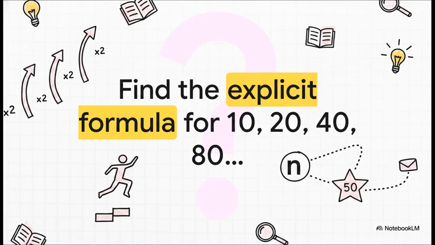Awesome job! Now let's try an explicit formula. Look at this sequence, 10, 20, 40, 80. It's clearly a geometric sequence because it's leaping forward, doubling every single time. Your challenge here is to completely bypass the step-by-step rule. I want the shortcut. Using n for the position, write the explicit formula that would let me jump straight to the 50th term. Pause the explainer and write it out.